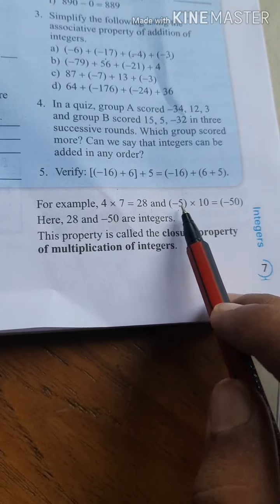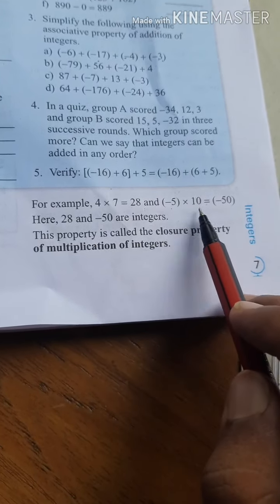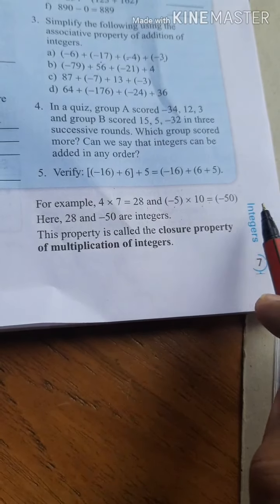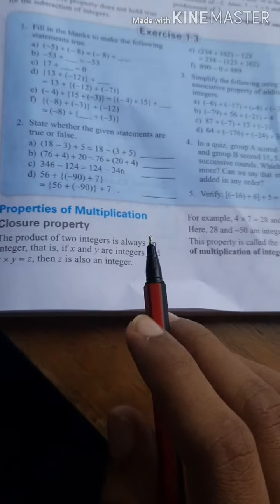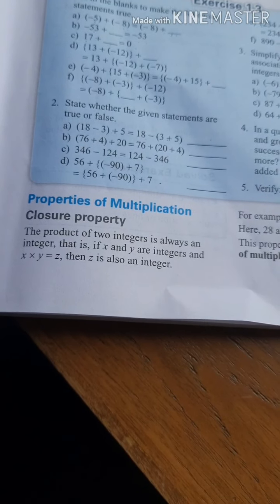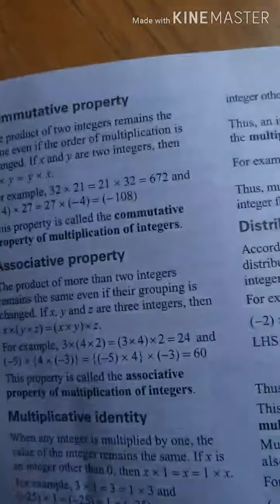If I take one negative, one positive also, 5 10s are 50, with the minus symbol. So minus 50. Minus 50 is also an integer. So closure property is satisfied. You guys want to know which property is satisfied, which is not satisfied. Next we will go to commutative property.